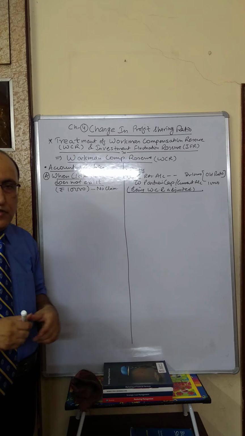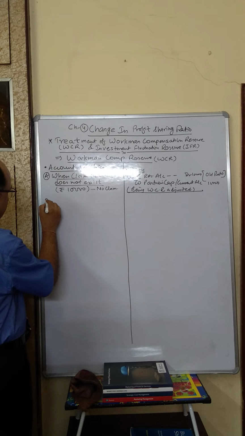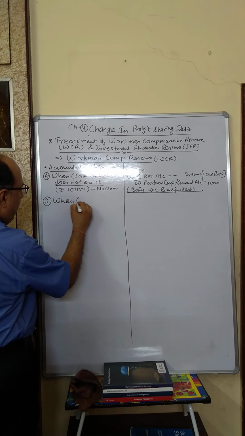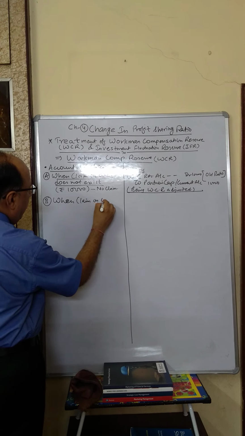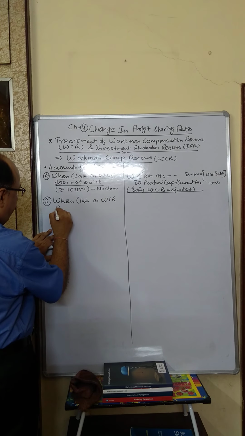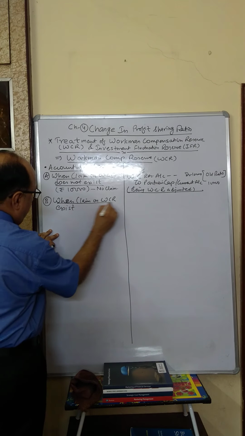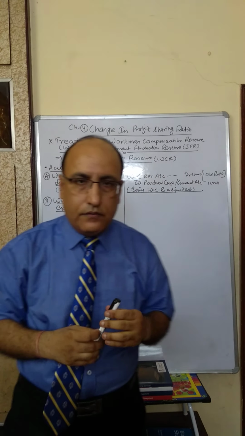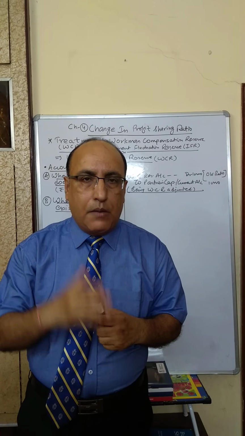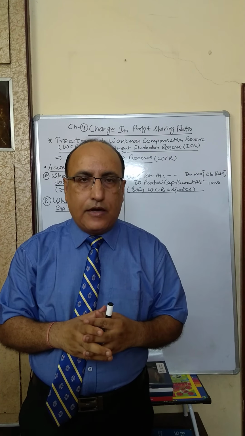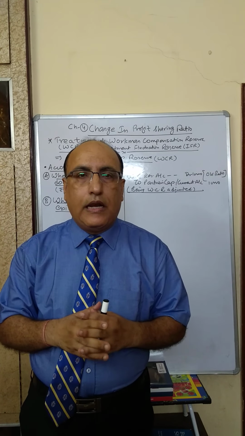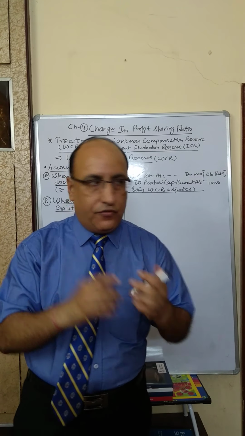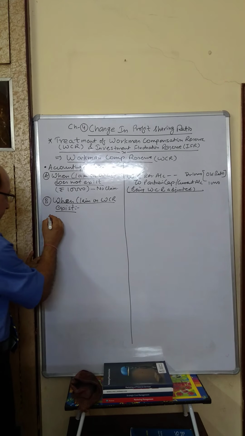This is the first treatment for workman compensation reserve, where there is no claim. Number B. When claim on WCR exists, there are three possibilities. Maybe the firm has created 10,000 and the claim will be 10,000. It could be less than that, it could be more than that. So we'll see how this should be dealt with in the partnership firm.